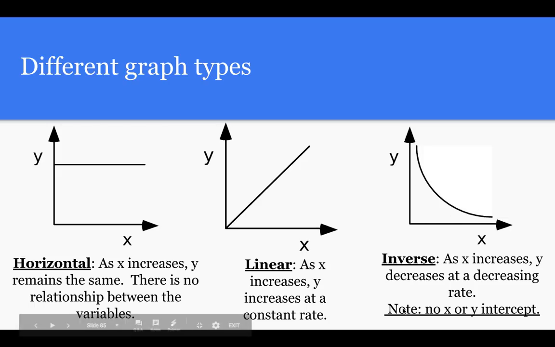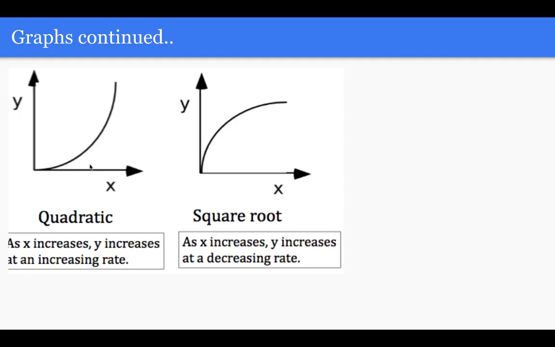I want you to know that there's no x or y intercept on this inverse graph. That's a new relationship we haven't looked at. We also have a quadratic. We've looked at that one, seen that before, and haven't done much with it quite yet. And then a square root, which I like to call a quadratic turned on its side. So those are the 5 graphs you're going to be responsible for knowing.